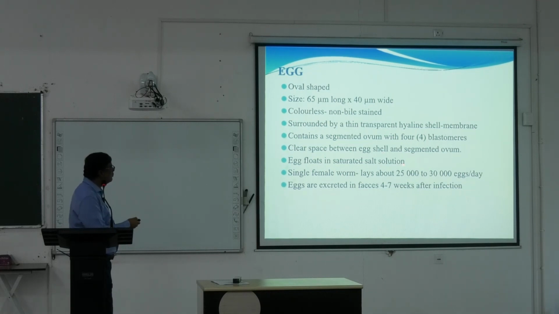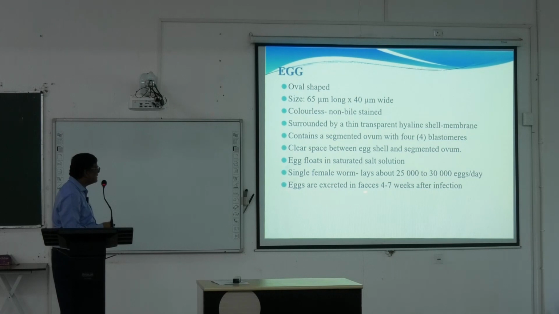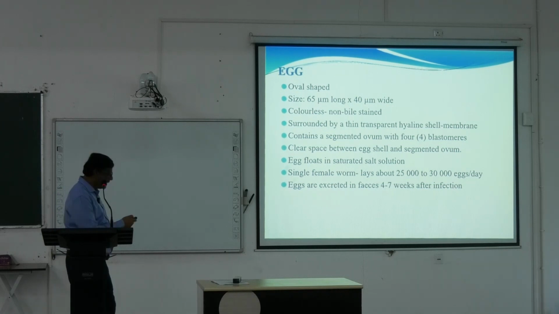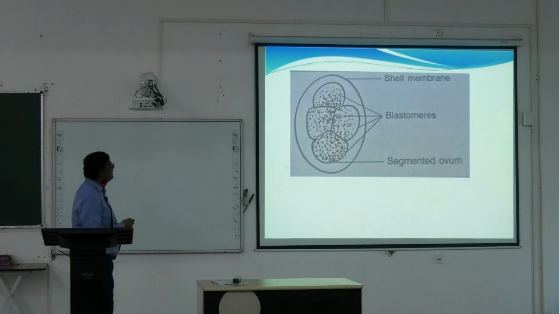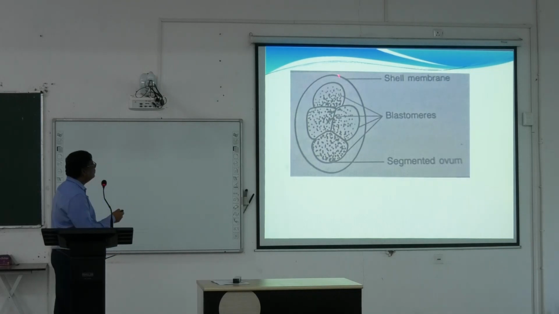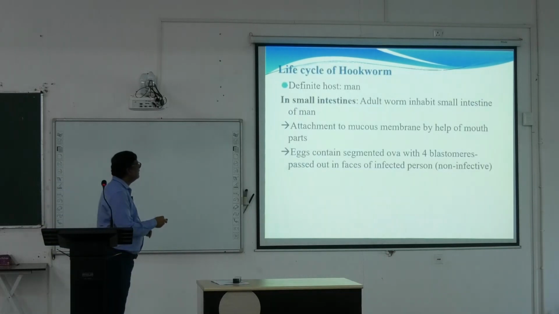The egg floats in saturated salt. A single female worm lays about 25,000 to 30,000 eggs per day, and eggs are excreted in feces 4 to 7 weeks after infection. This is the picture: the outer shell, the blastomeres, the segmented ovum, non-bile stained.